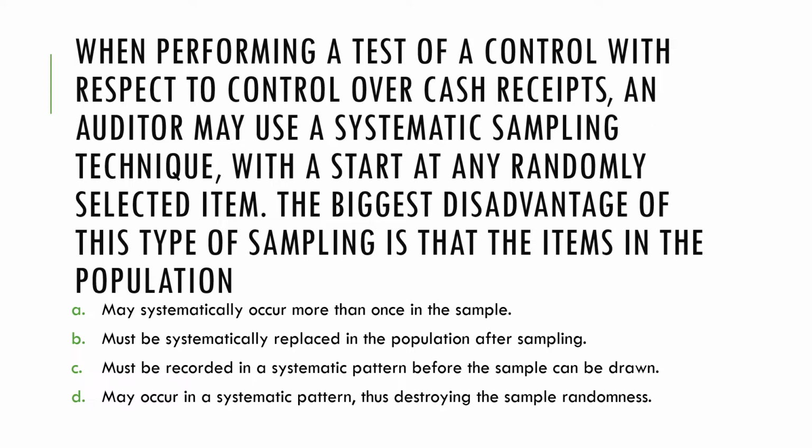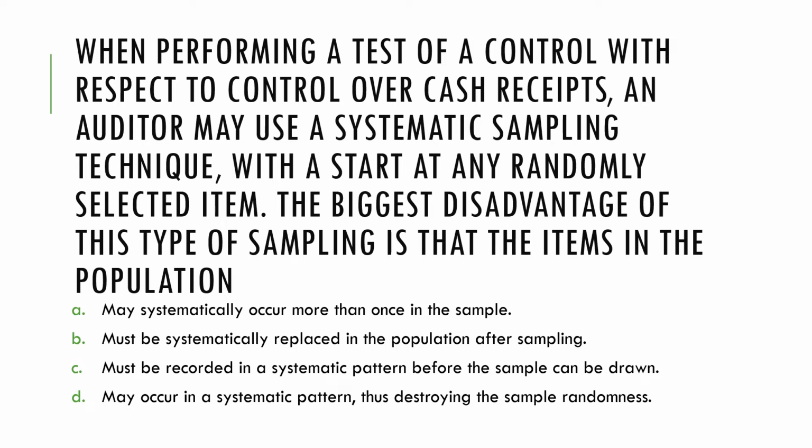And according to our choices, we have letter A, it may systematically occur more than once in the sample. Letter B, must be systematically replaced in the population after sampling, meaning to say once you have chosen a sampling unit, you have to return it to the population. Letter C, must be recorded in a systematic pattern before the sample can be drawn. Or letter D, may occur in a systematic pattern, thus destroying the sample randomness.